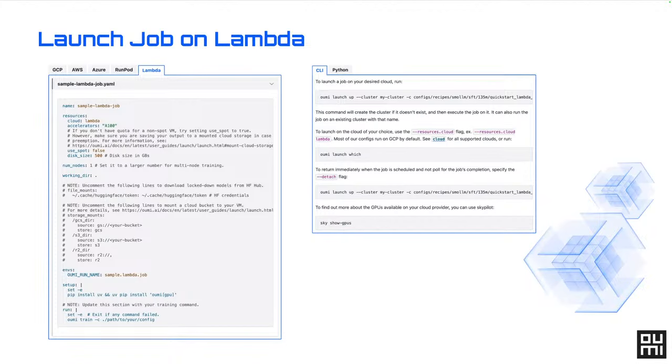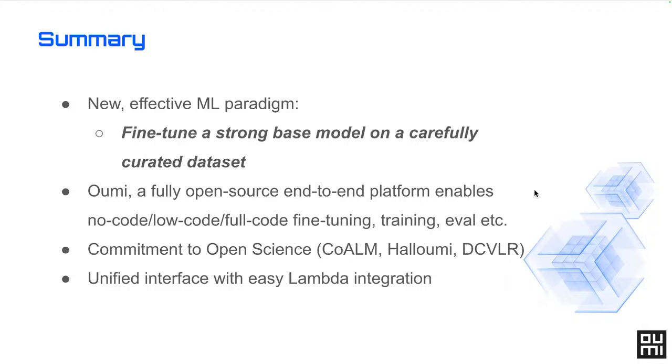Okay, before I pass over to George from Lambda, just a brief summary. I think the key takeaway is that a very effective generative AI paradigm, that I think everyone's becoming familiar with now, is to fine-tune a strong base model on a carefully curated dataset, which may have involved some data synthesis, and how to do that paradigm most easily and effectively.